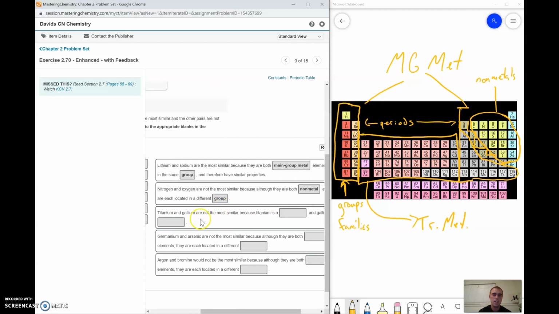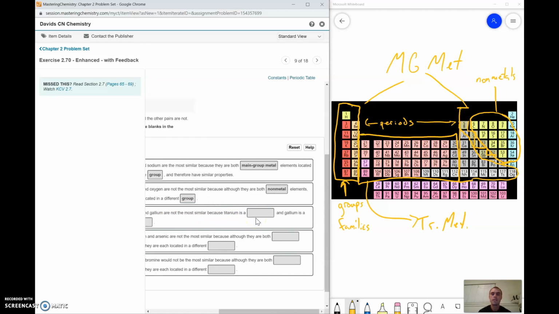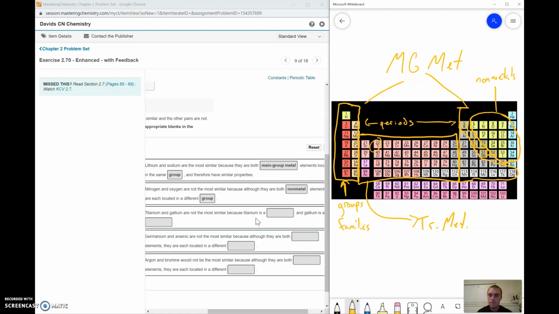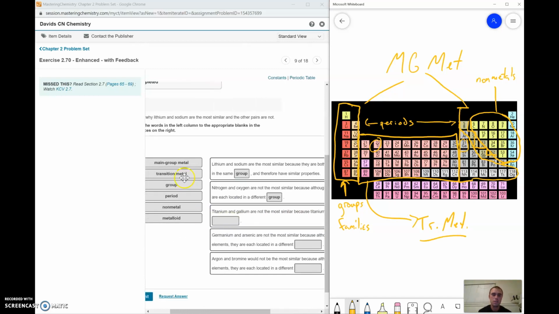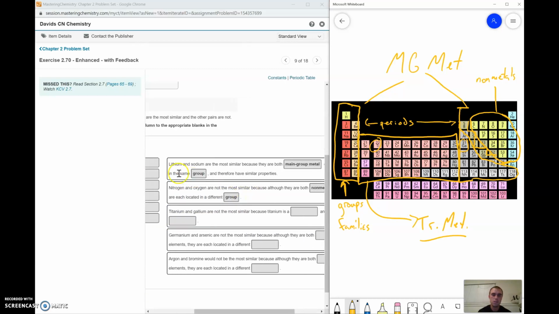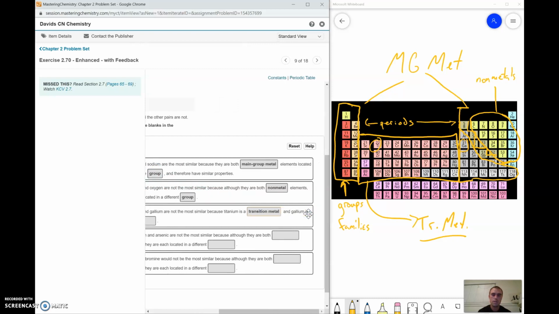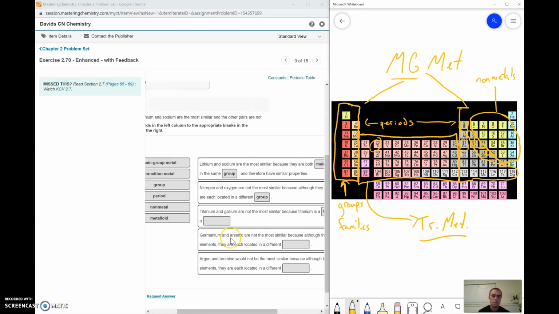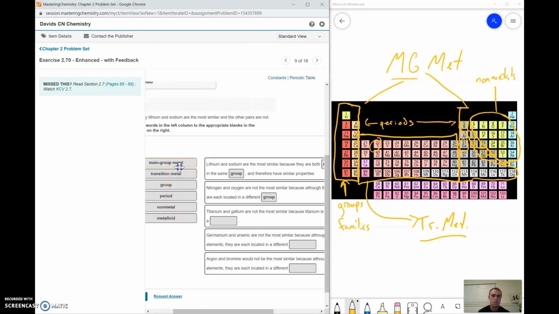Let's keep moving. Titanium and gallium are not the most similar because titanium is a blank and gallium is a blank. Okay, titanium is here, gallium is here. Titanium is going to be a transition metal because it's here in the middle. It's a transition metal. There we go. And gallium is what type? A main group metal. And we can put that here. It's not a metalloid. It's close, but it's not quite a metalloid. It's not a nonmetal. It's not a transition metal. It's a main group metal.